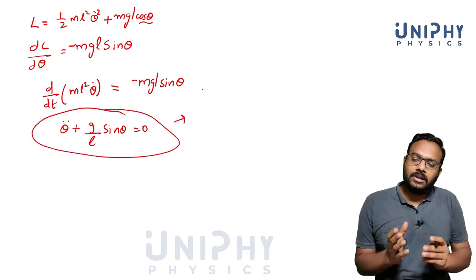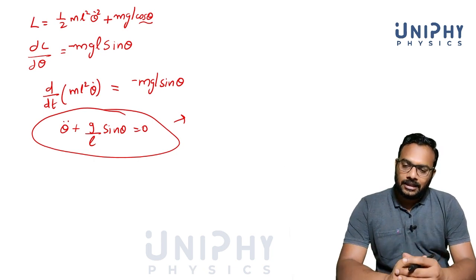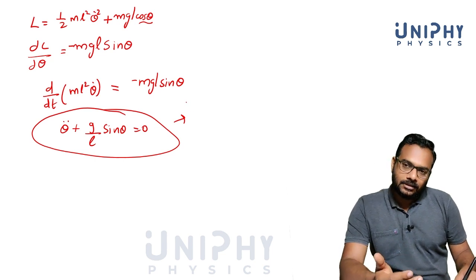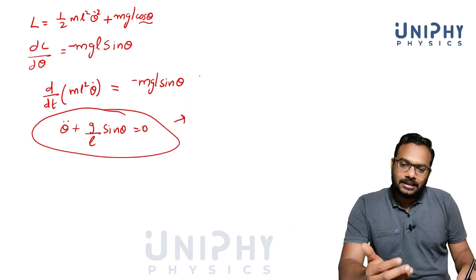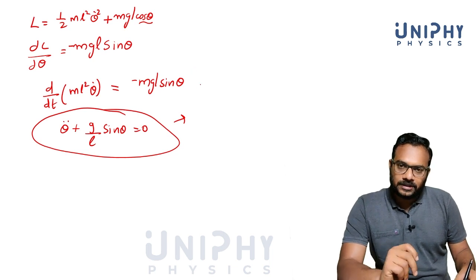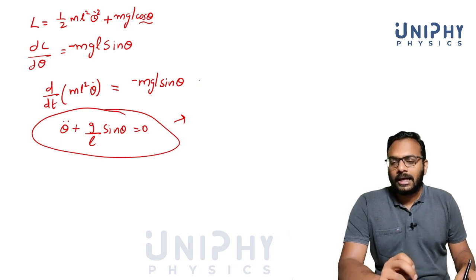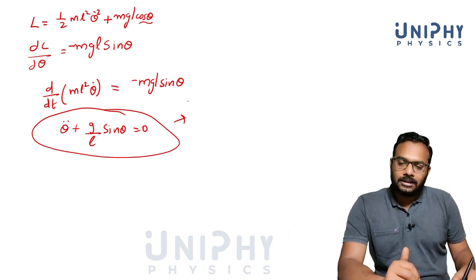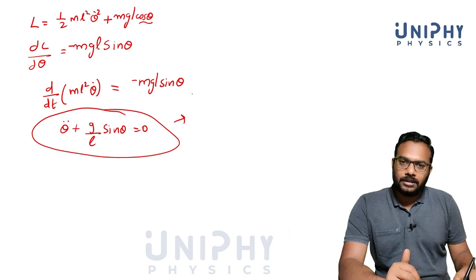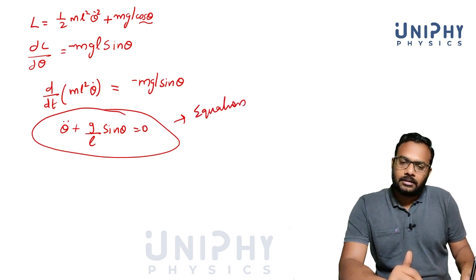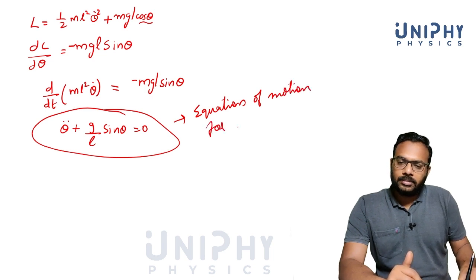If you can solve this equation, once you get the initial θ and initial θ dot, you can find θ of t. That is, what the angle would be given the initial angle and angular velocity of the simple pendulum. You can easily find the equation of motion for the simple pendulum.